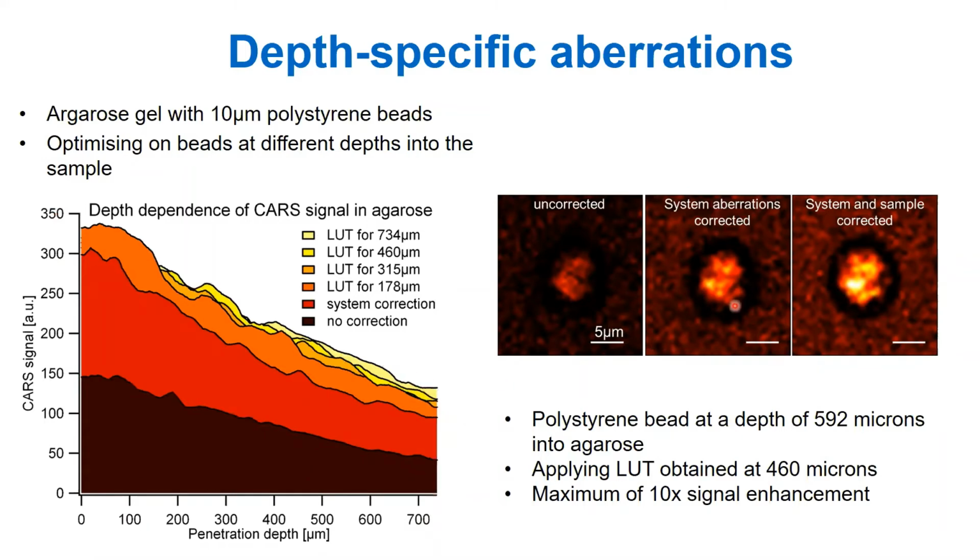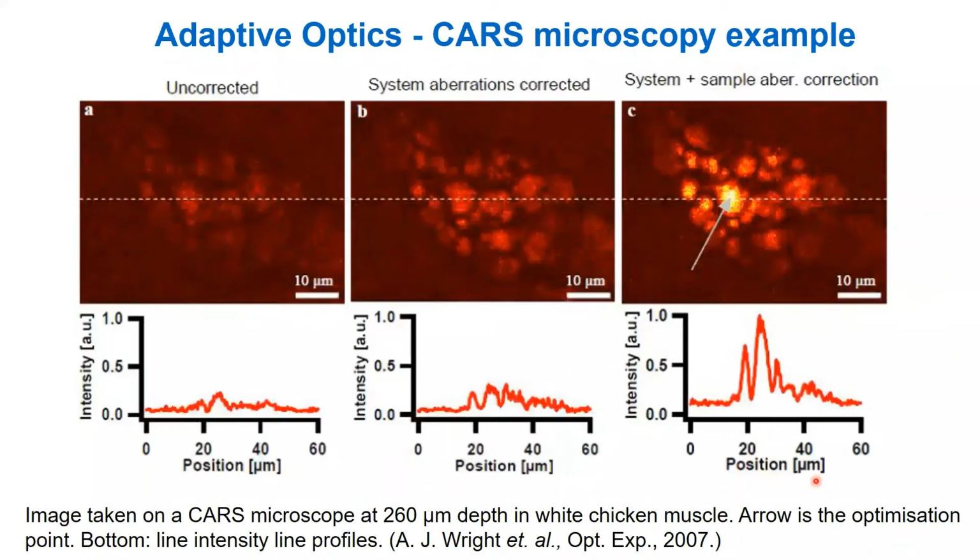So this is an image taken of a bead just under 600 microns deep into our sample, and we're applying a lookup table recorded just lower than that, and we were able to get a maximum signal enhancement of about 10 times. We then moved on to a sample of white chicken muscle, and looked at signals coming from the lipid droplets within that. And again, we were able to park on one of these lipid pockets and optimize our deformable membrane mirror and improve our signal. This is looking at 260 microns deep into the sample.